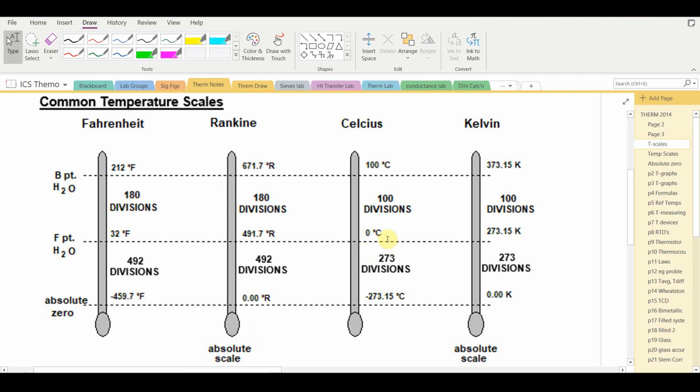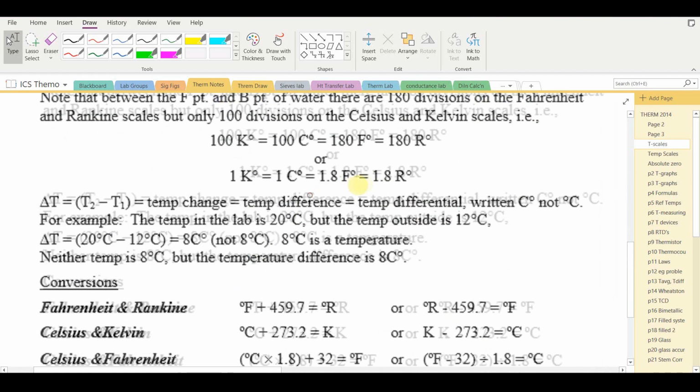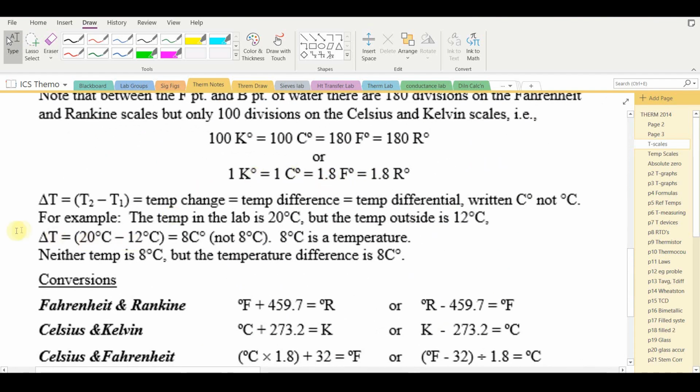So a 100 Celsius degree temperature change is the same as a 100 Kelvin degree temperature change, and those are equal to a 180 Fahrenheit degree temperature change or 180 Rankine degree temperature change. There's an important piece of notation that you want to pick up on here, and let me illustrate with an example. Let's say we want to measure a temperature change, delta T, T2 minus T1. Now, a temperature change can also be called a temperature difference or a temperature differential. These are all the same thing.